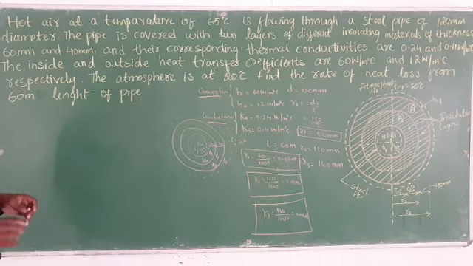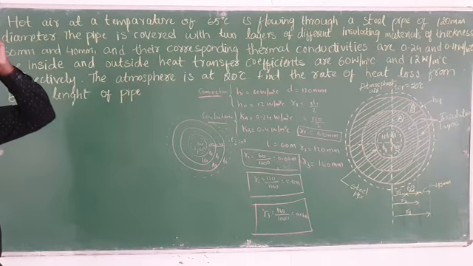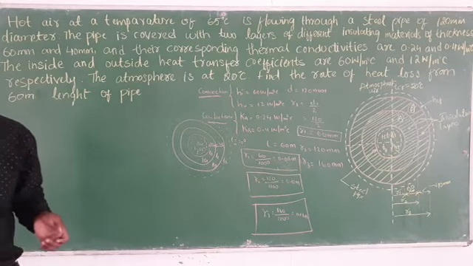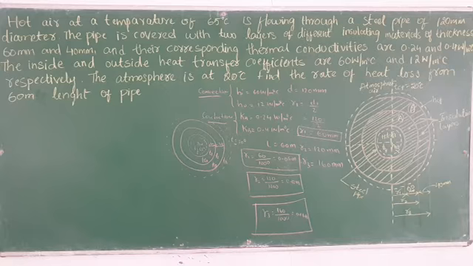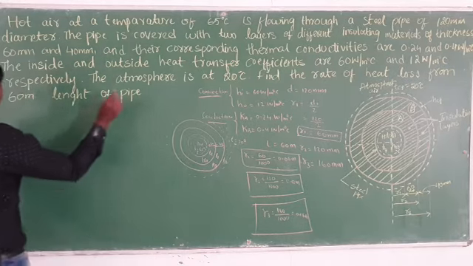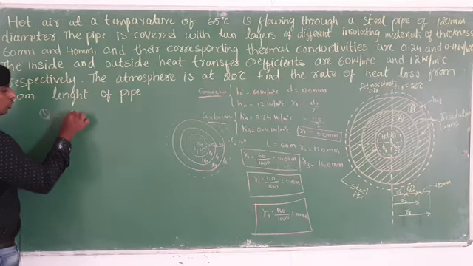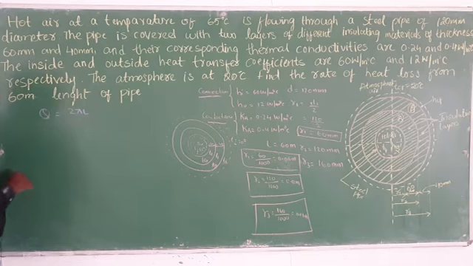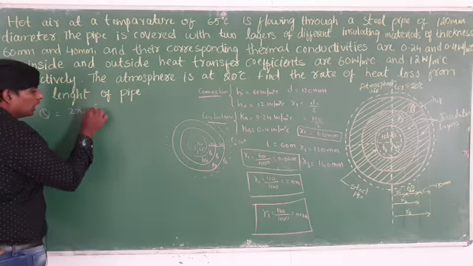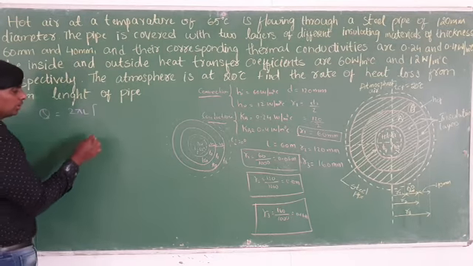Next, you have to find the rate of heat loss. For that you have to create the formula. See here, whenever a compound cylinder is given, the formula will be somewhat like this. Q is equal to 2 pi L, initial temperature minus final temperature.